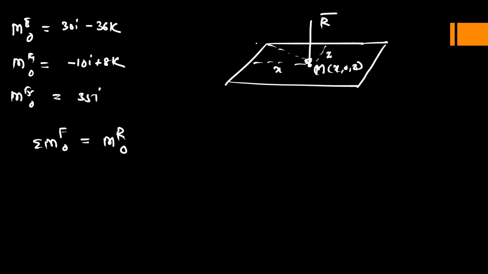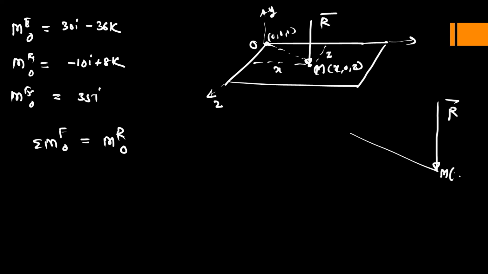So this will be the position vector. This is the point O. This is Y, X, and this is Z. This is 0, 0, 0. This is the R bar. This point is M, having the coordinate X, 0, and Z. This is the moment point O, having the coordinate 0, 0, 0. Now assume this is X1, Y1, Z1, and this is X2, Y2, Z2. So this is the position vector, which is R OM bar.